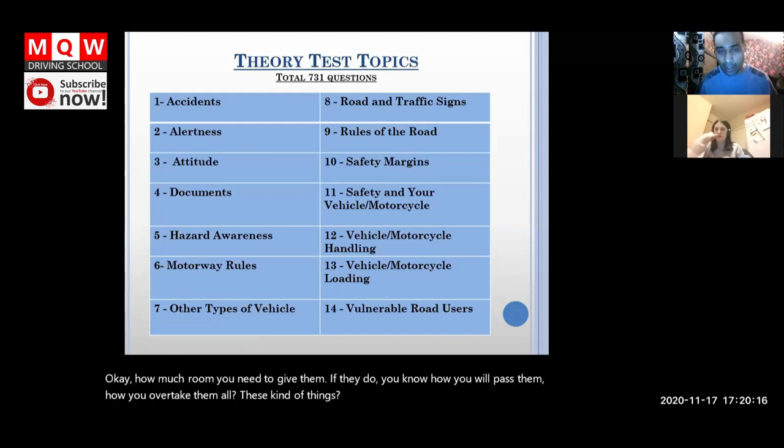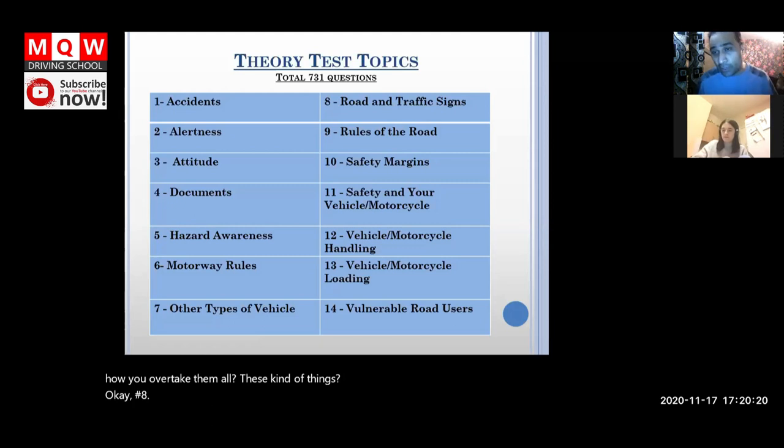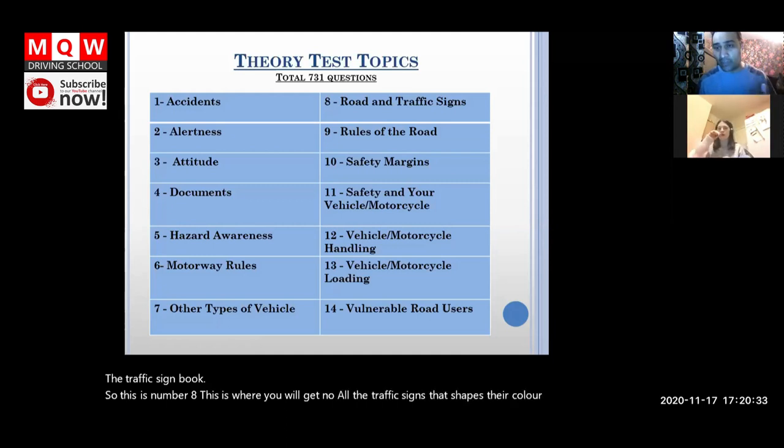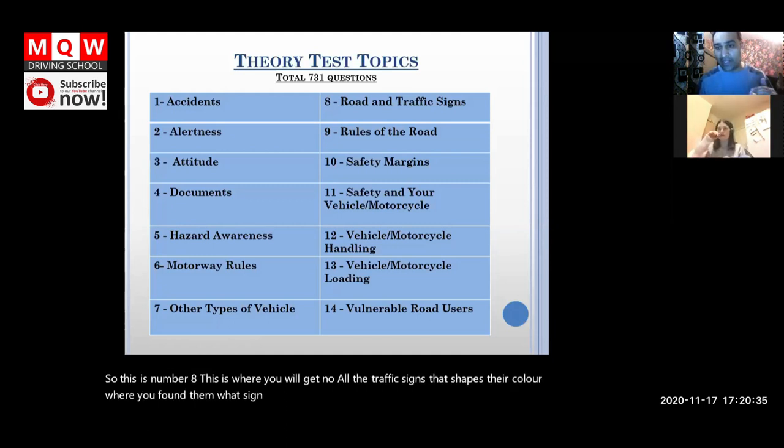Now, number eight, road and traffic signs. So this is where you will use that book, the traffic sign book. This is where you will get to know all the traffic signs, their shapes, their colors, where you find them, what sign is what, which places you find these signs, what they are, what they mean. So that goes over here. This is a big topic.